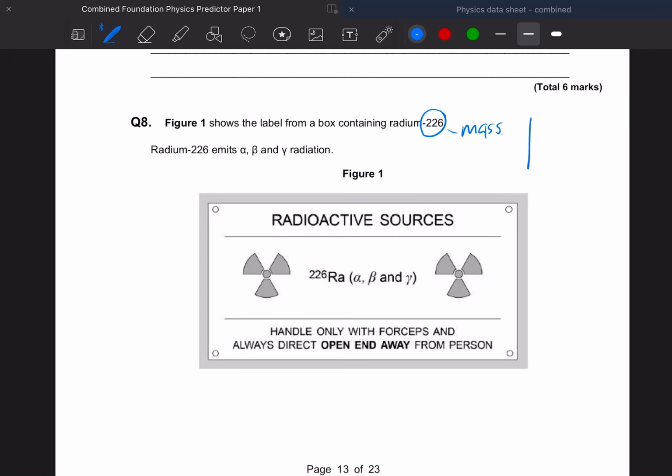What that means is on the periodic table, you would have radium, and you'd have a number which is 226, and you'd have a number underneath, and that's the atomic number. And this one here is the number of protons plus neutrons, which is the mass number. The atomic number is just your protons. So radium-226 emits alpha, beta, and gamma radiation.